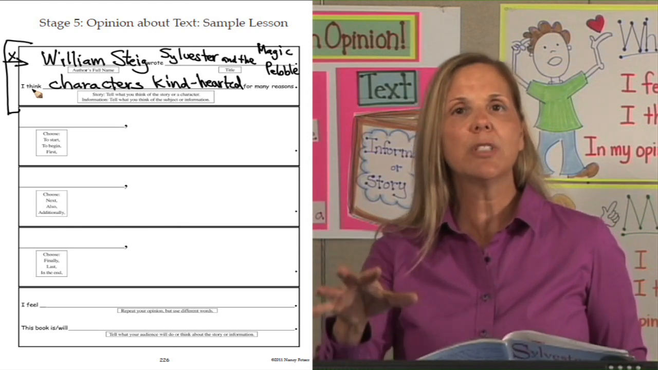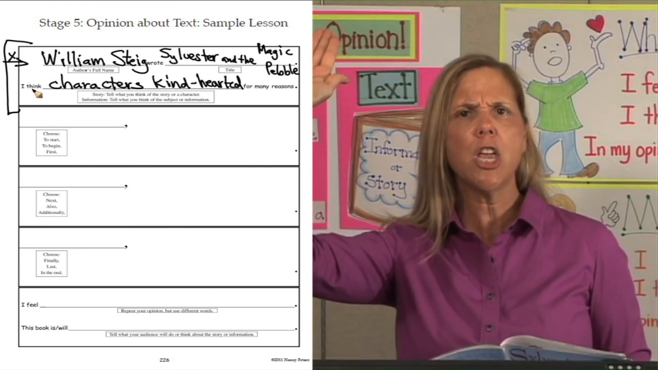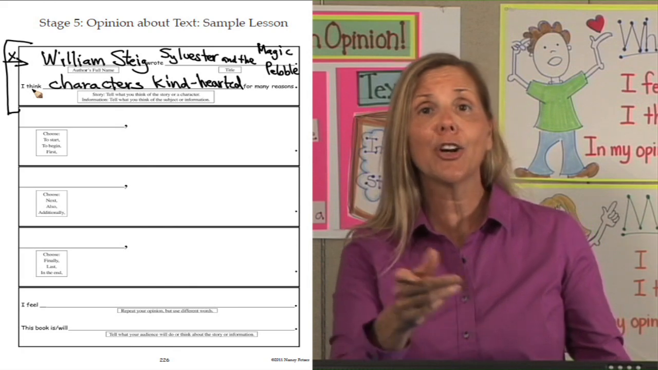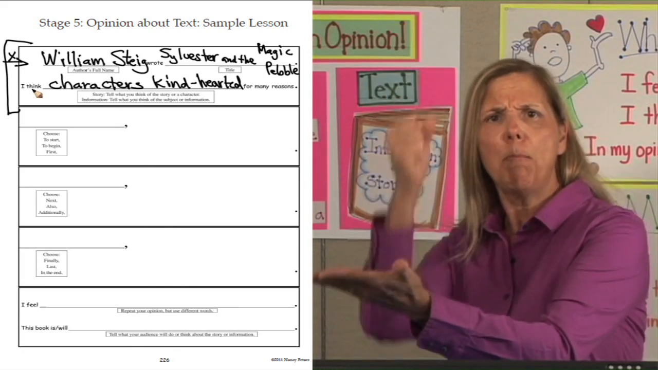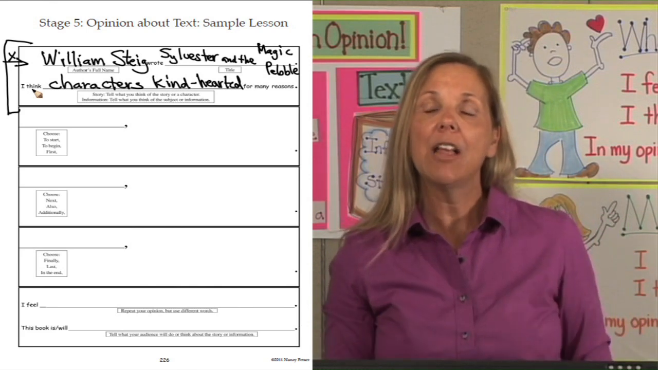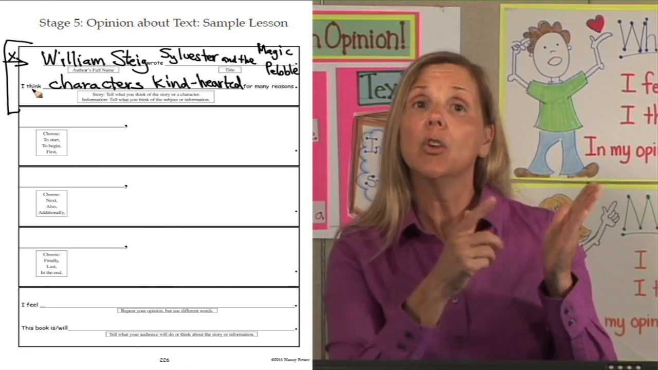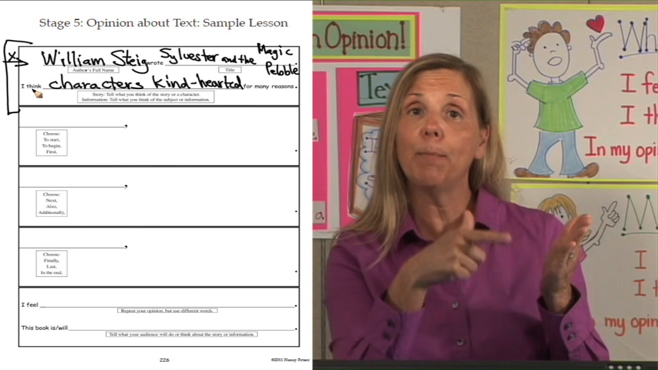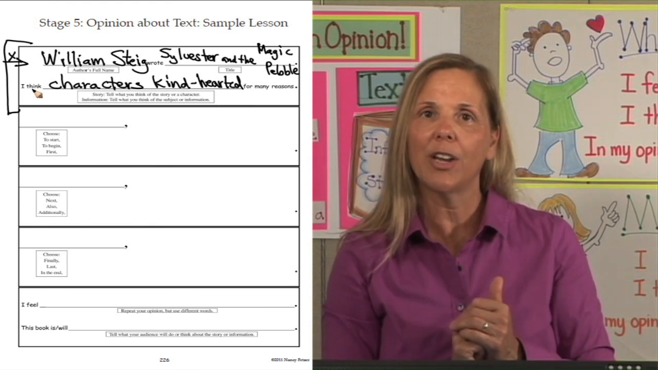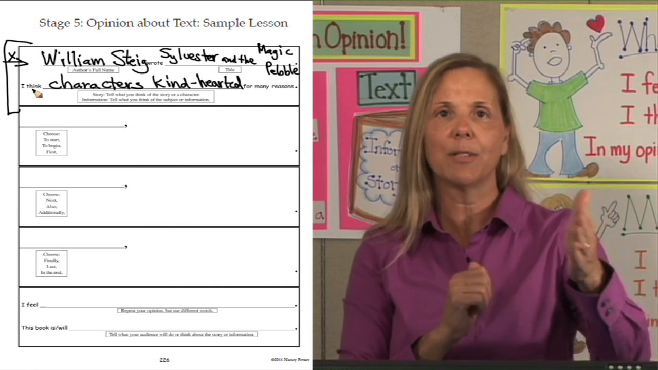And then we have the students at that table say, we have an opinion. The characters in this story were kind-hearted. And then the entire class goes to that table group. Back it up, back it up, back it up. Just like that. And then that table group will read that page or tell about what's happening on that page in the picture to show the characters were kind-hearted. And you can do this several times.